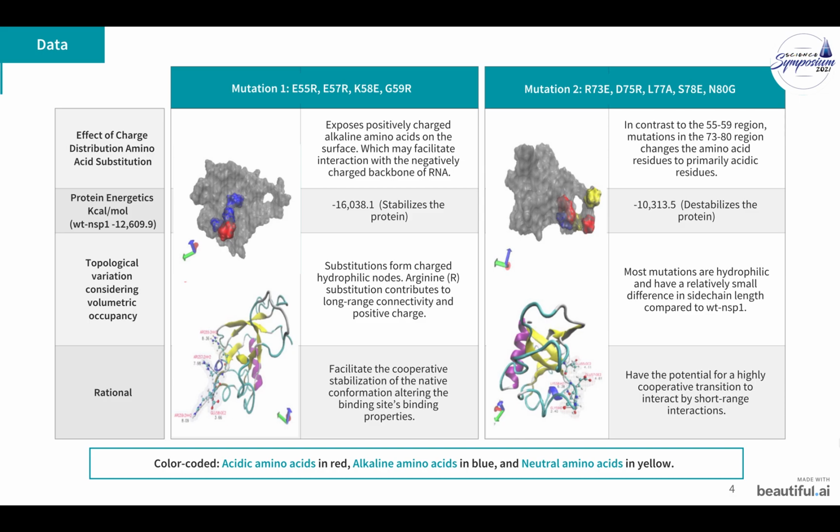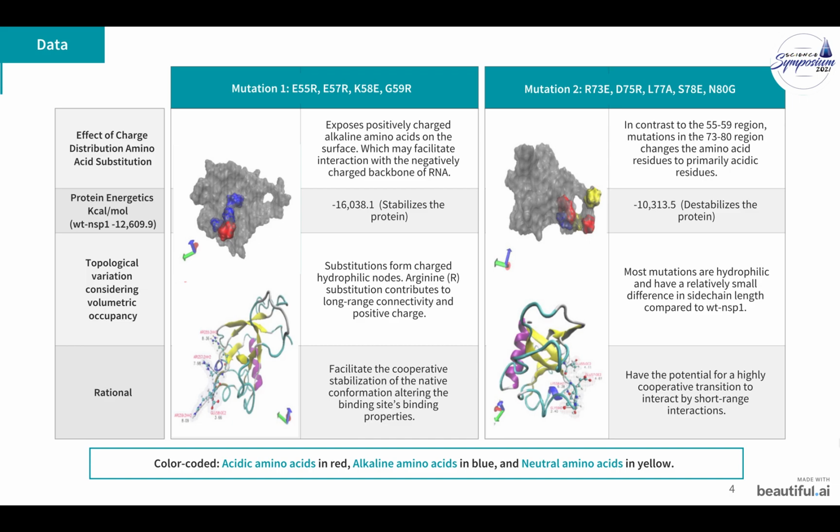To understand this better, let me give two examples. Considering mutation 1's first point mutation, E55R stands for E, glutamic acid, at location 55 is substituted by R, which is arginine. Similarly, mutation 2's first point mutation, R73E, can be understood as R, arginine, at location 73 is being substituted by E, which is glutamic acid.